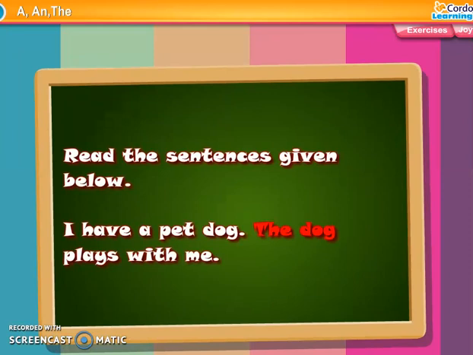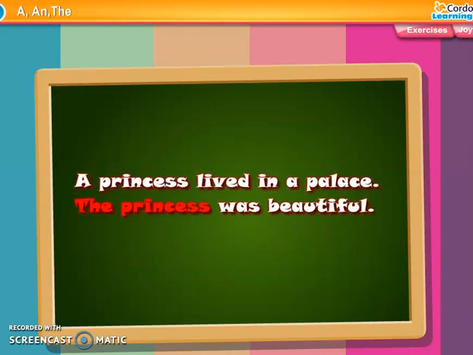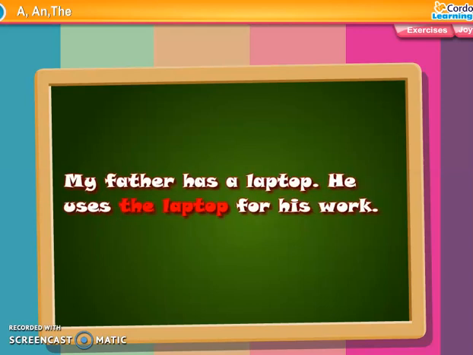Read the sentences given below. I have a pet dog. The dog plays with me. A princess lived in a palace. The princess was beautiful. Now, here we have learnt the is used. Do you know when the is used? Like, my father has a laptop. The sentence is read: He uses the laptop for his work.